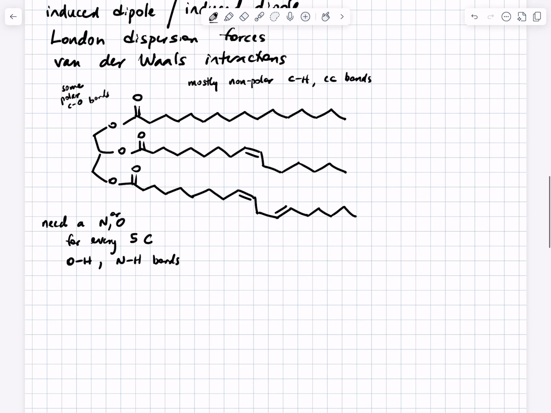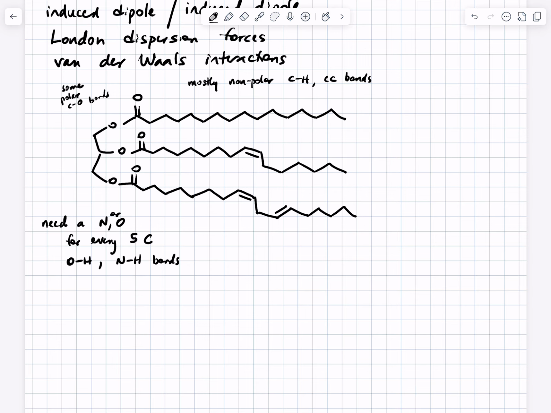So if you look at this, clearly there's some polar CO bonds, but you would say not enough for that sort of rule of thumb that for every 5 carbons you want at least 1 oxygen or nitrogen, and you want at least some of them to have OH or NH bonds. So some of you were wondering, do I actually have to calculate that out, and how many OH or NH bonds do I actually need? Again, this is just a rule of thumb. It's not a hard and fast rule. It's something to gauge whether or not you can expect something to be soluble in water.